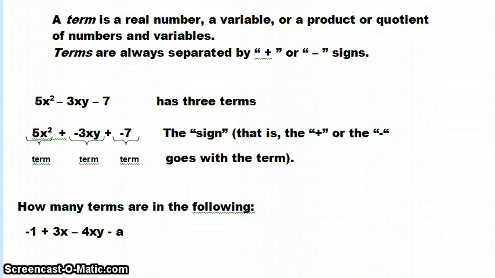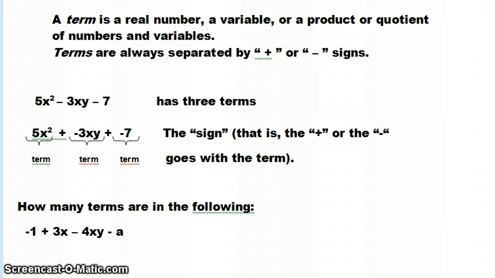What's very important is to understand the definition of what a term is. A term is going to be a real number, a variable, or a product or quotient of variables or numbers. So what product means is multiplication. What quotient means is division. Terms are always going to be separated by plus or minus signs. You can actually think about those plus or minus signs as creating islands, where the things that are in between the plus or minus signs are kind of self-contained.